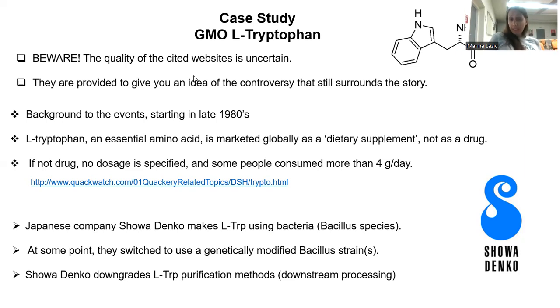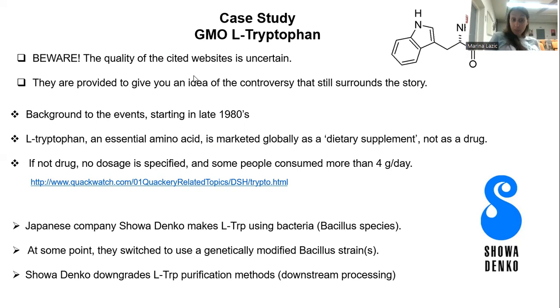Everything started in the late 1980s. This amino acid, L-tryptophan, is an essential amino acid, and it's sold globally as a supplement to the diet. It is not a drug, it's basically a dietary supplement. Because it's not a drug, the dose doesn't have to be specified. It's not a medicine, it's just a food supplement. What happened is that some people consumed a lot, apparently more than 4 grams per day. Again, the dose was not specified, so they just didn't know.